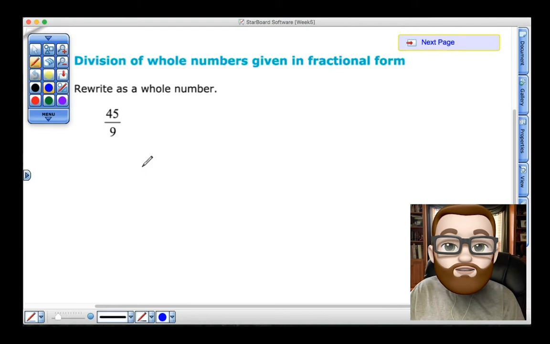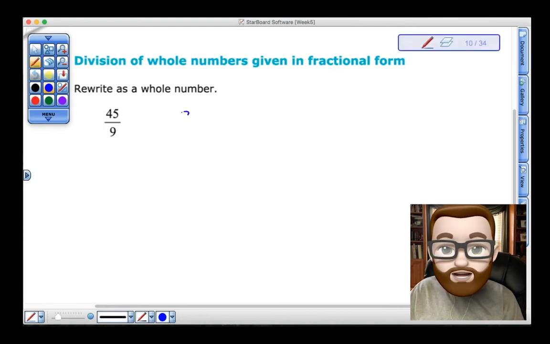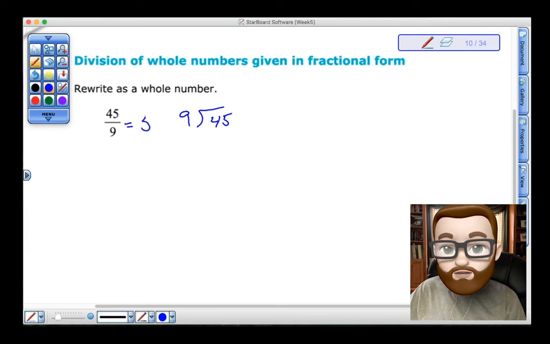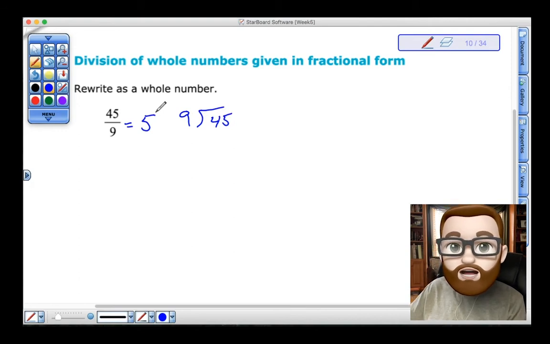Next example. We have 45 divided by 9. Again, another way to write that is going to be 9 going into 45. And if you're more comfortable writing this way, 9 can go into 45 5 times. 45 divided by 9 is going to be 5. So starting off slow, nothing too difficult. We'll have some more slightly challenging problems at the end of this, but for now, let's have you try one on your own.